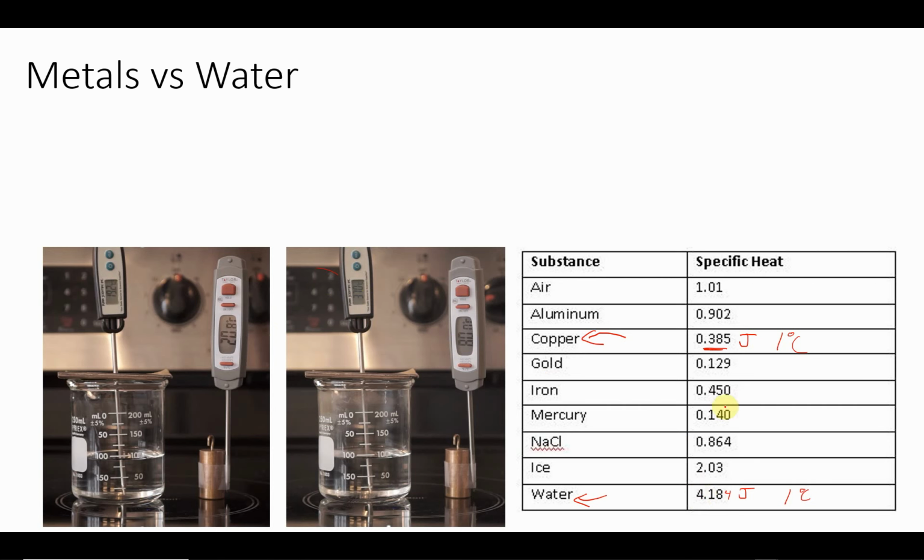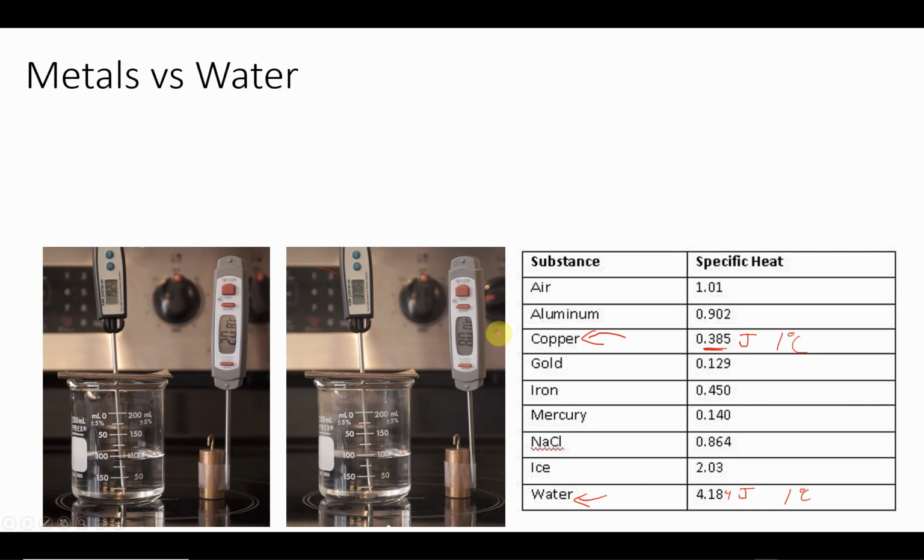That's a lot of energy to change the temperature of water, compared with copper and all of the metals. Look at all the metals. Look how small they are. You need much less heat to change them by 1 degree Celsius. And that's why we're seeing such a massive increase in temperature for the metals.